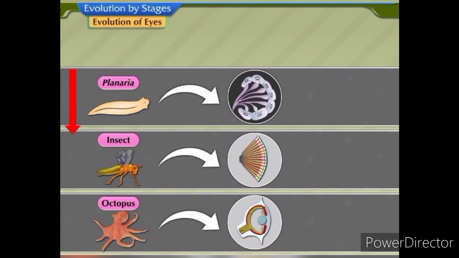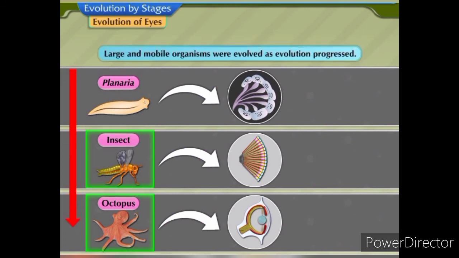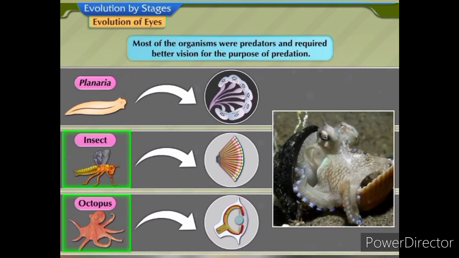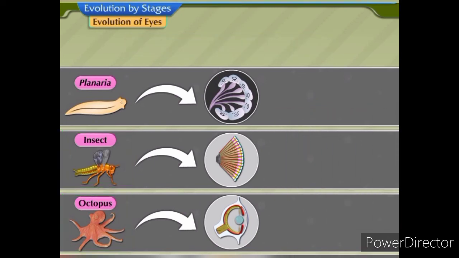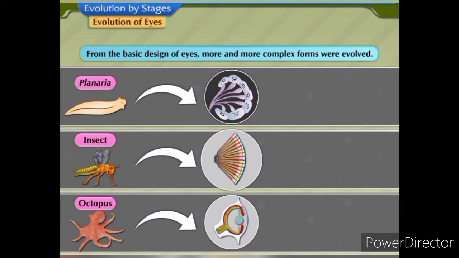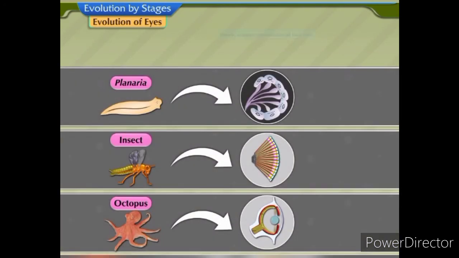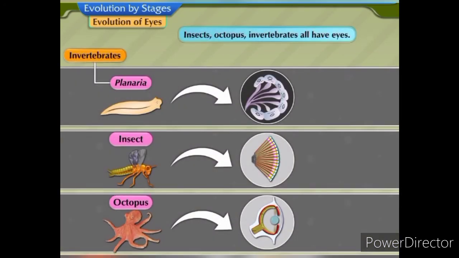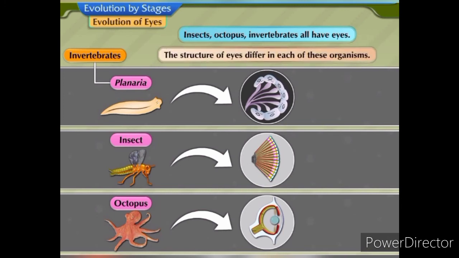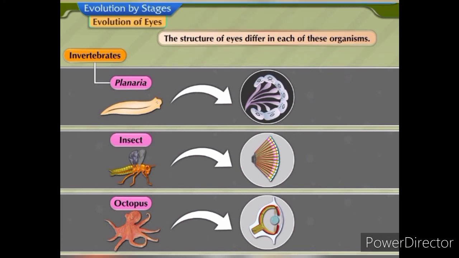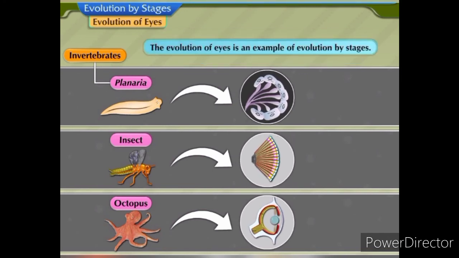As evolution progressed, comparatively large and mobile organisms evolved. Most of them were predators and required a better vision for the purpose of predation. Hence, from the basic design of eyes, more and more complex forms evolved. Insects, octopus, and vertebrates all have eyes. However, the structure of eyes differs in each of these organisms. This suggests that they have separate evolutionary origins. The evolution of eyes, therefore, is an example of evolution by stages.